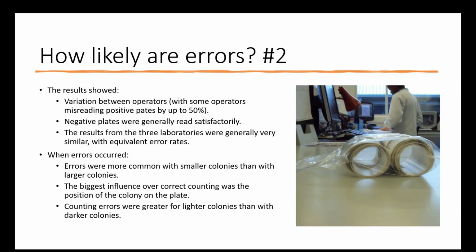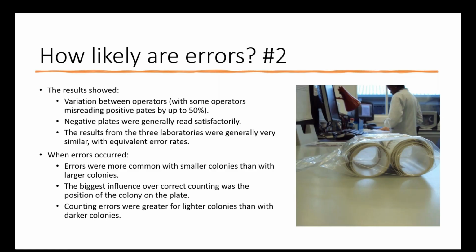And the results were very interesting. They showed a variation between operators, and this variation between operators was to the extent that some operators could misread the positive plates by up to 50%. The negative plates were generally read satisfactorily, so there weren't really any cases of people seeing colonies that weren't there. The bigger risk factor was with undercounting colonies that were actually there.